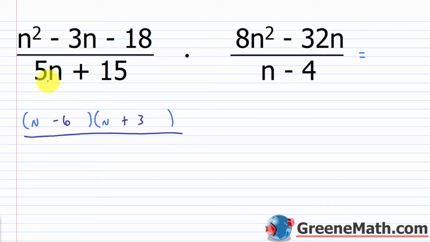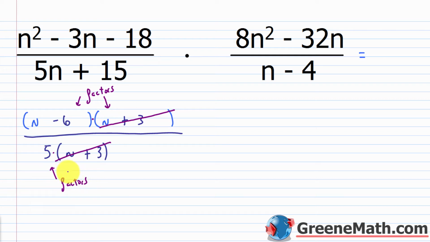All right, then we want to factor this guy right here. I would just look to pull out a 5, and that would leave me with what? An n plus 3. So you can already see before you go any further that I can cancel this factor of n plus 3 with this factor of n plus 3. Remember, this is multiplication, so these are factors. And these are factors. And we cancel common factors.